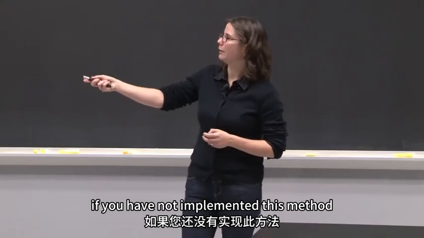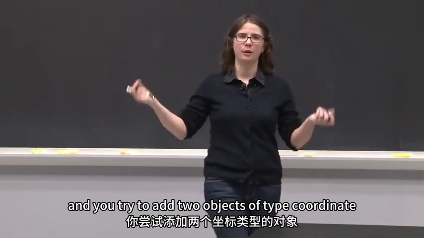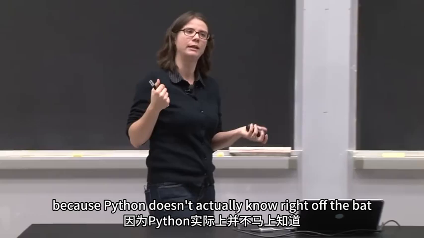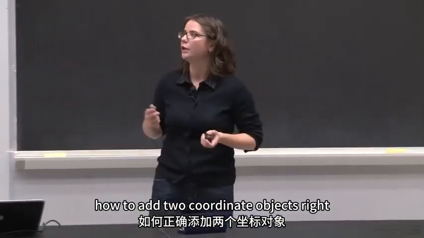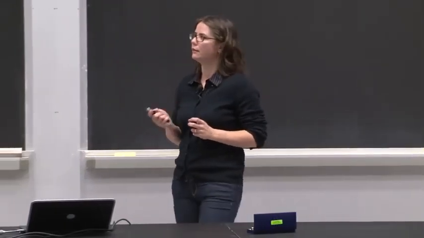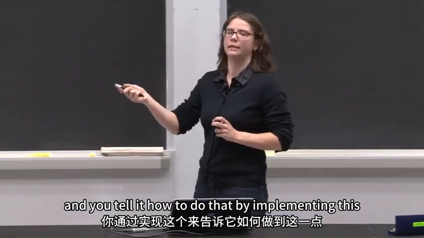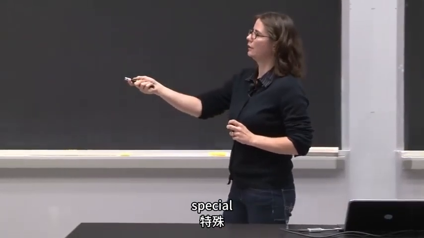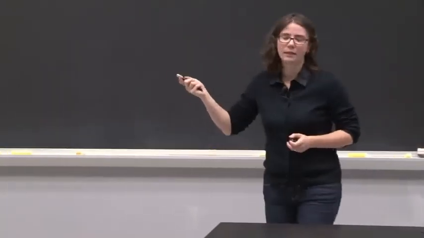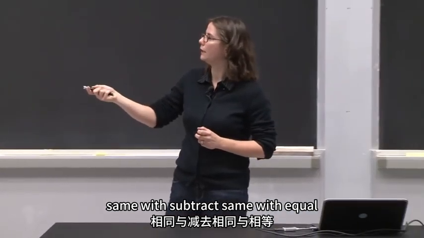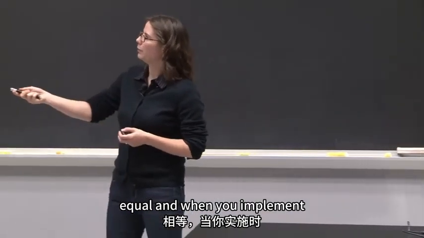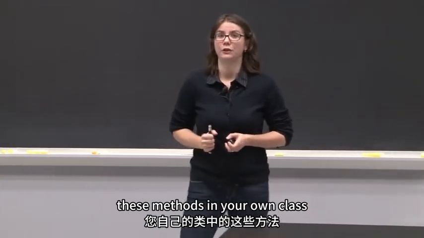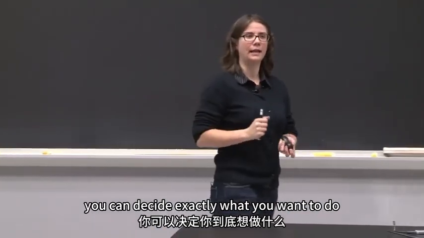If you have not implemented this method and you try to add two objects of type coordinate, you're going to get an error because Python doesn't actually know right off the bat how to add two coordinate objects, right? You have to tell it how to do that, and you tell it by implementing this special method. Same with subtract, same with equal, if you want to figure out whether two objects are equal. And when you implement these methods in your own class, you can decide exactly what you want to do.